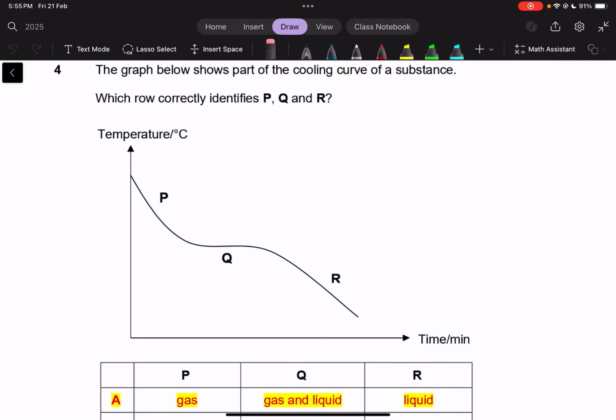Hi Sec 3s, today I'll be going through Kpt worksheet 2. I shall not go through the first 3 MCQ questions also, because I think they're relatively simple. So let us look at the tougher MCQ questions.